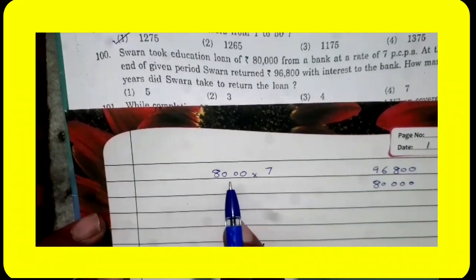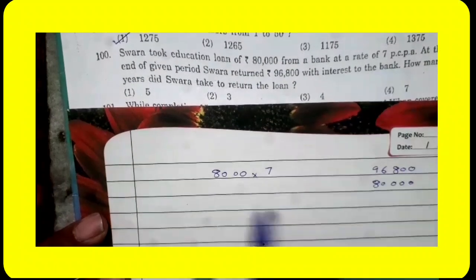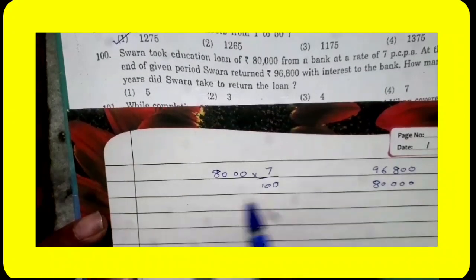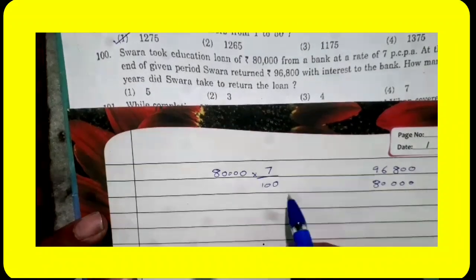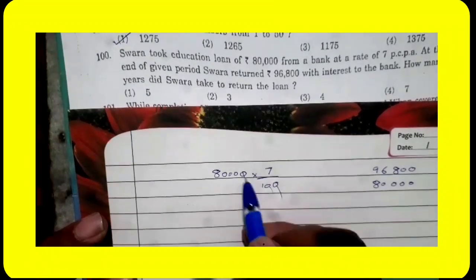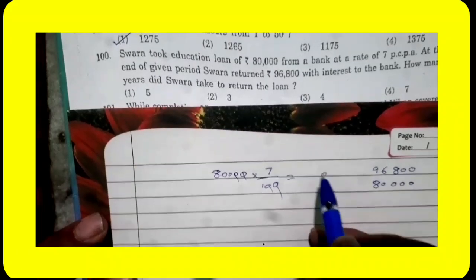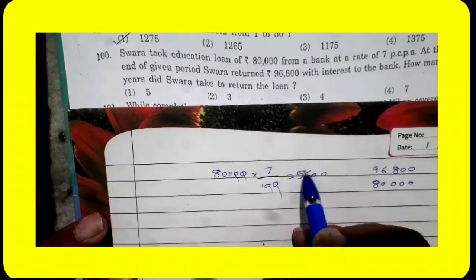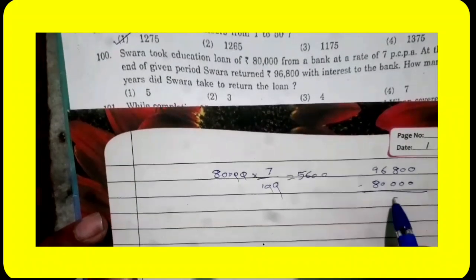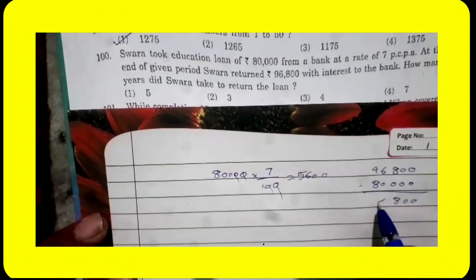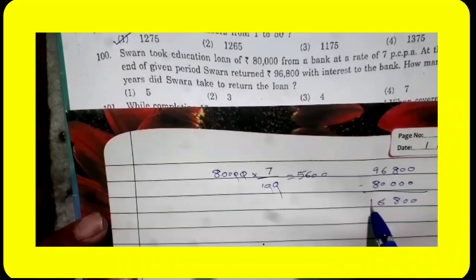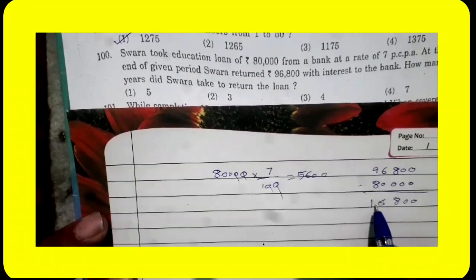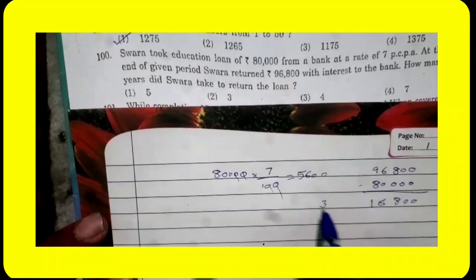80,000 education loan, rate 7%, fees percentage. Divide. 8 times 7 is 56 and minus 0, 9 minus 8 is 1. 6 times 3 is 18. 5 times 3 is 15 plus 8. That is 3, our answer.